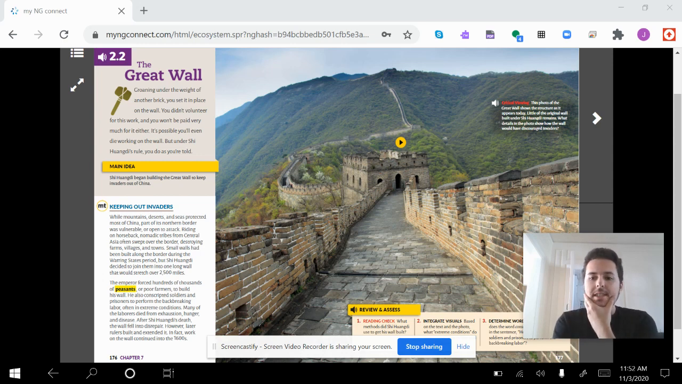As it stands today, upon completion, it's over 13,000 miles, which would be like flying back and forth between New York and California like 5 times. And it's, again, built entirely by hand, by manual labor. Now it's this incredible tourist attraction and symbol of pride for Chinese culture and a symbol of the ancient dynasties. But at the time, it was built to protect the Chinese mainland from outside invaders.